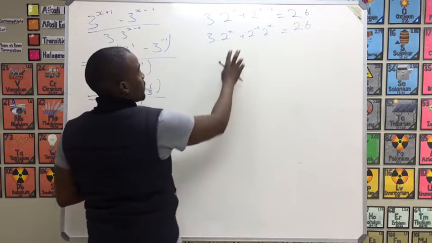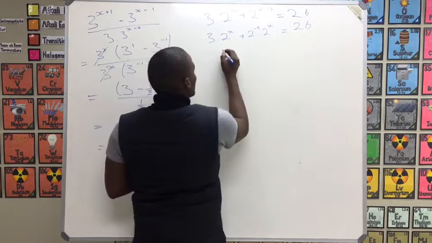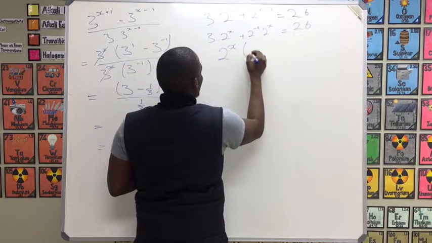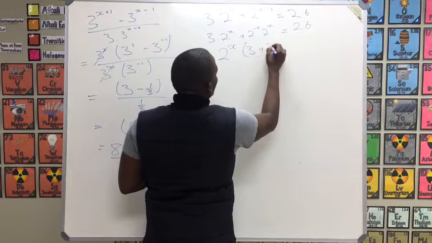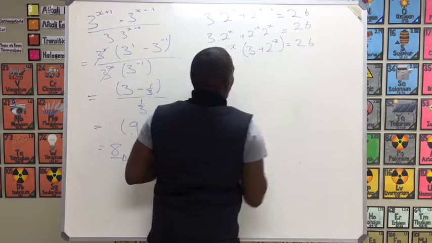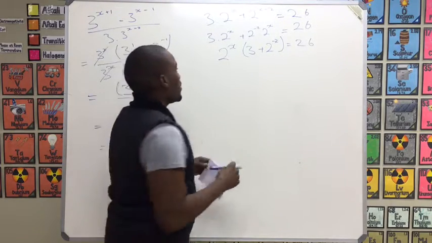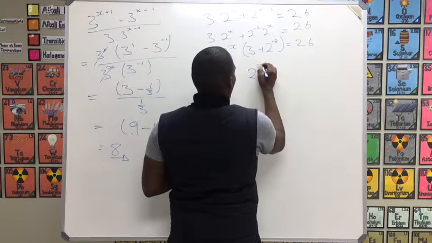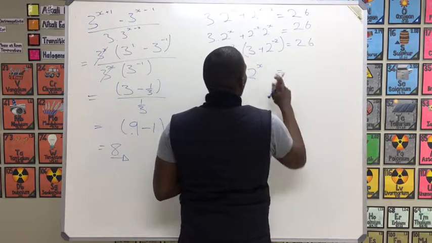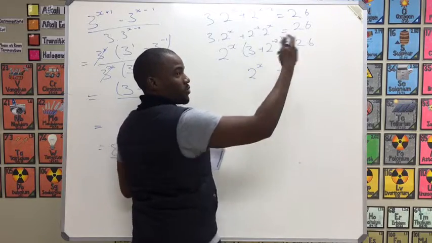Then we can see the common factor of 2 to the x. We can take that out and be left with just numbers. So I take out a 2 to the x, and I'm left with 3 plus 2 to the negative 2, equal to 26. If I divide through by this term, I can leave my 2 to the x just as it is. So 2 to the x is equal to, let's see what this is, 3 plus 2 to the negative 2, that's a quarter, so it's 3 1/4.